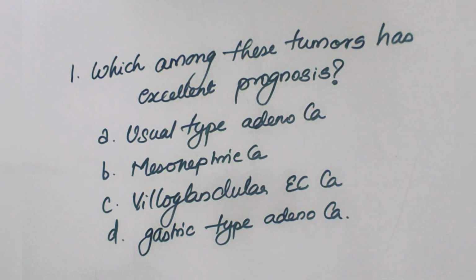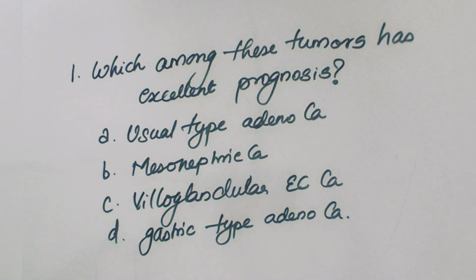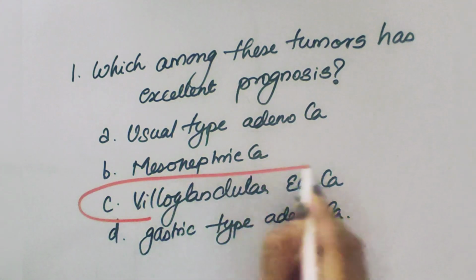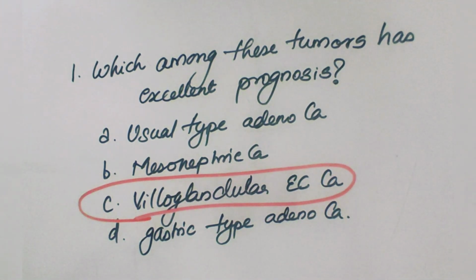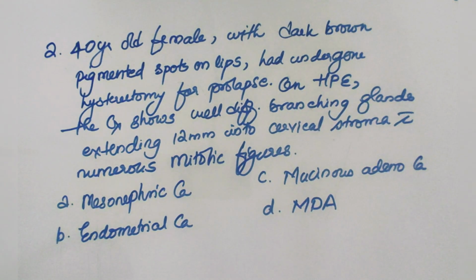So let's come to the first MCQ. Which among these tumors has excellent prognosis? Usual type adenocarcinoma, mesonephric carcinoma, villoglandular endocervical carcinoma, or gastric type of adenocarcinoma? I'll give you 10 seconds. So what is the answer? Villoglandular endocervical carcinoma.